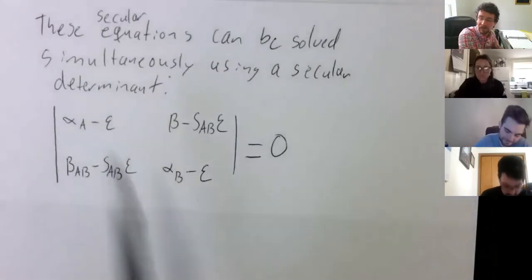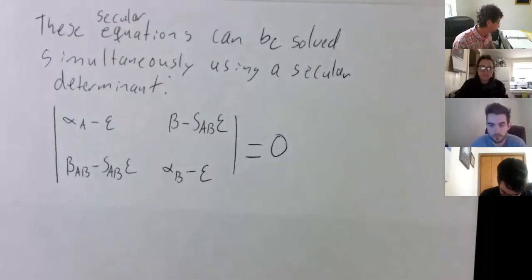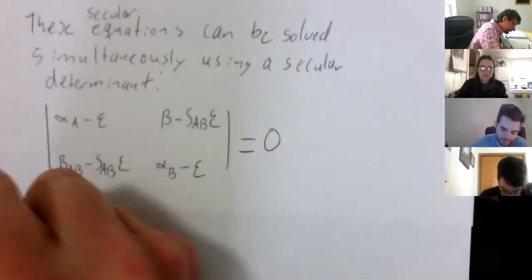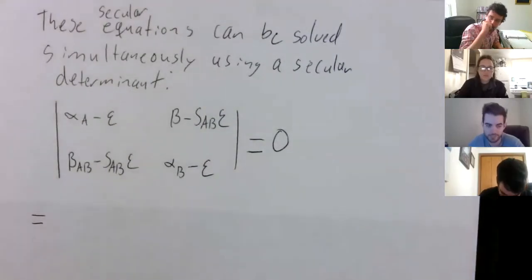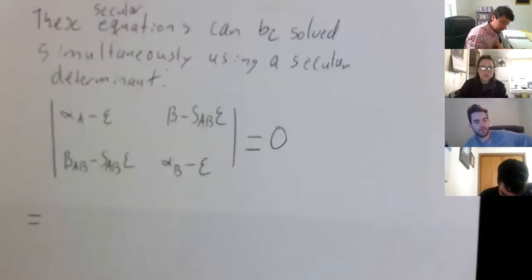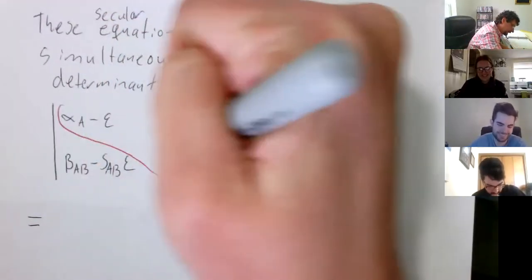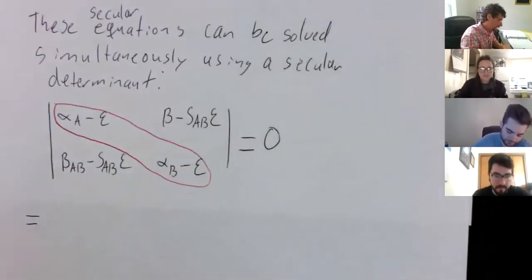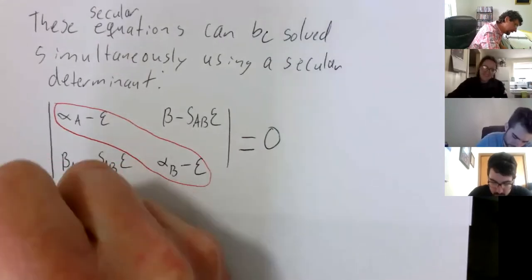All right, let's solve this. What do we got to do? Oh, is this a determinant? Yeah, okay. So, determinant. Tell me some math. What are we going to multiply together? Top left times bottom right, minus B times B, minus epsilon.